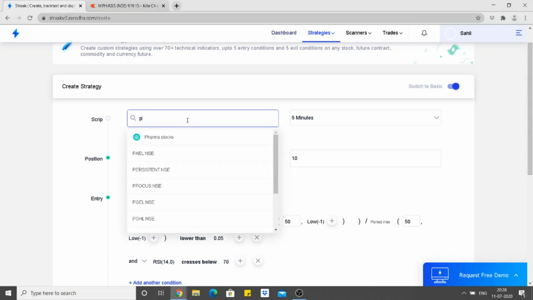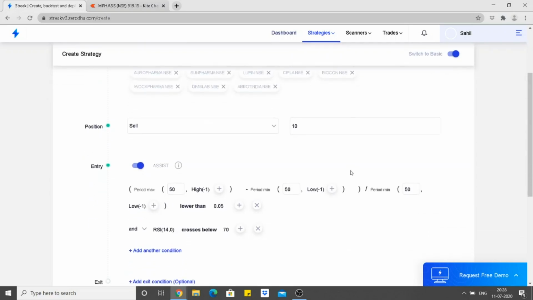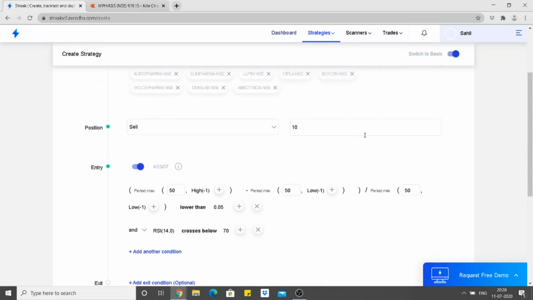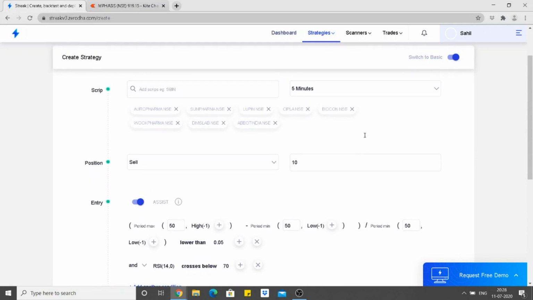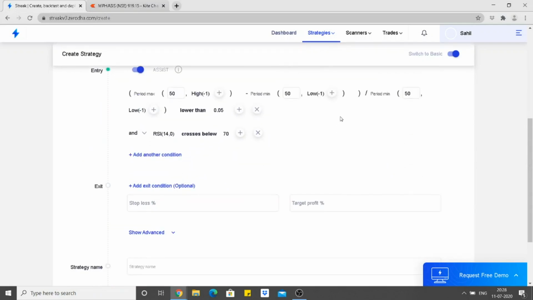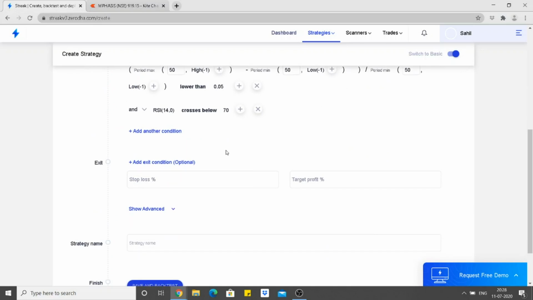Let's deploy the strategy on pharma stocks. Very bullish run pharma stocks have had recently, but we are still creating a sell strategy on these set of stocks to display to you how even a counter trend strategy, or how we can deploy strategies in a sideways market even when there has been a bullish or bearish run.